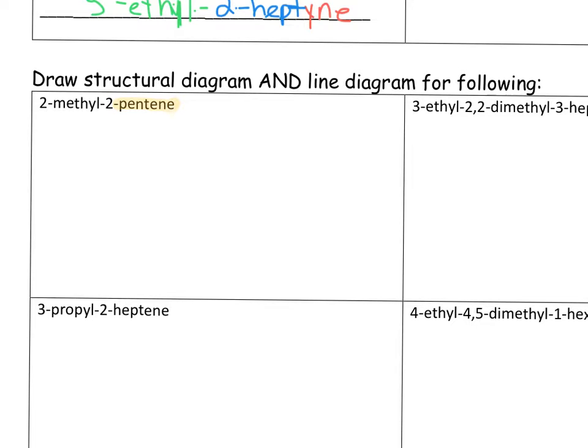So pent means 5. Whenever I'm drawing these, I like to number them off right away so I don't lose sight of which carbon is which. And this is an ene ending, and we have a 2 here. So at carbon 2, we have a double bond. So we write that in. And we also have a 2-methyl. So that means at carbon number 2 as well, I'm going to draw in a methyl group.